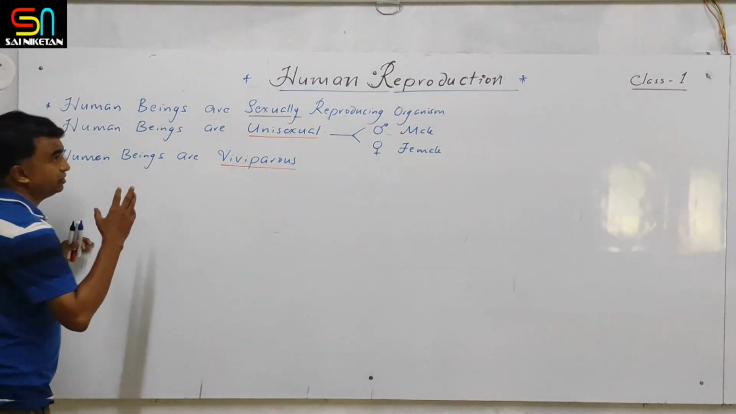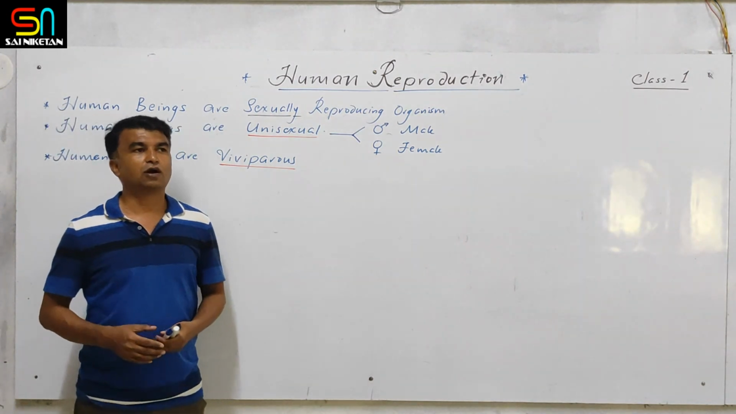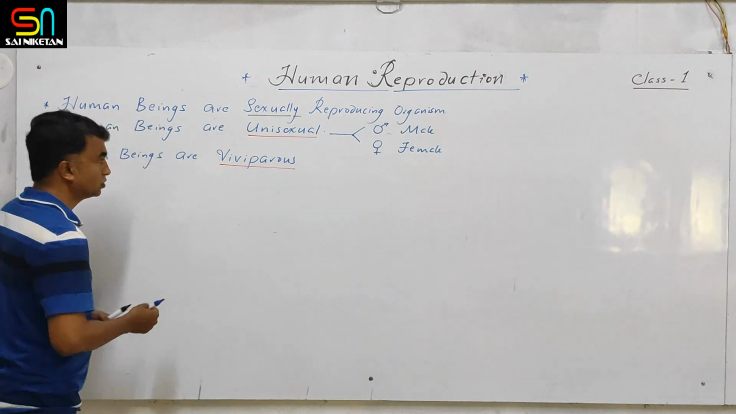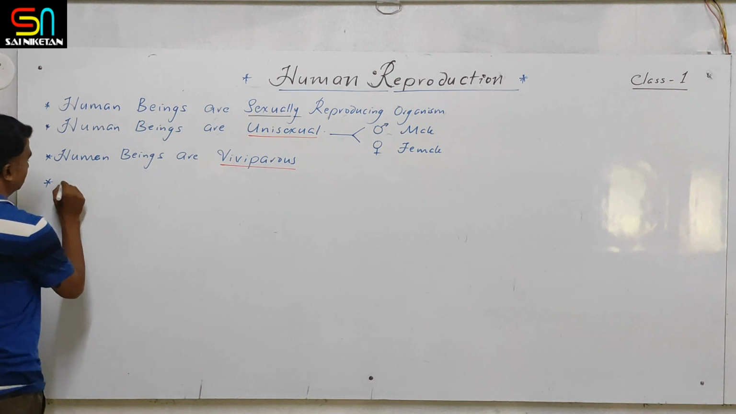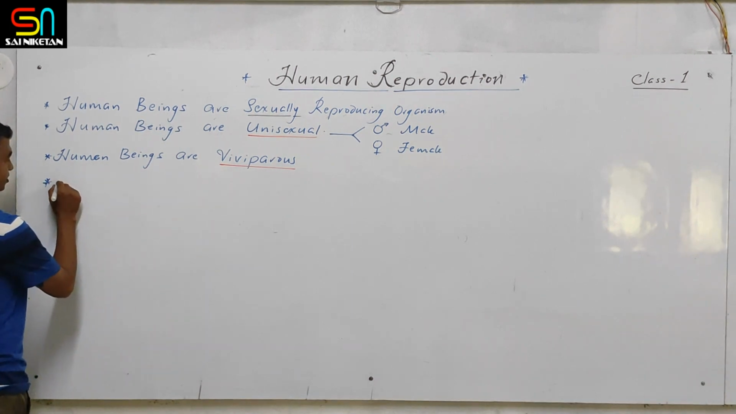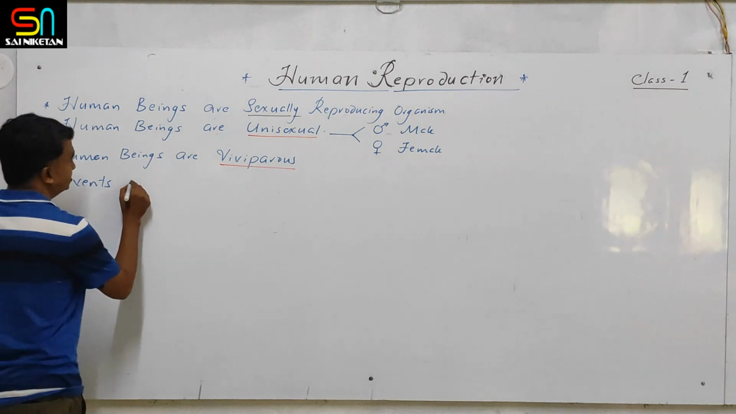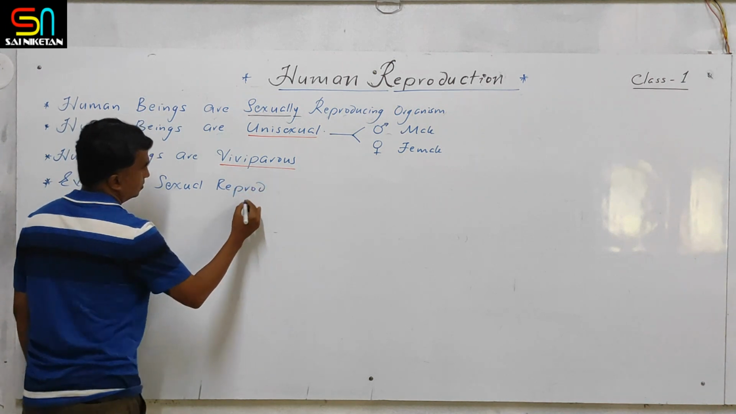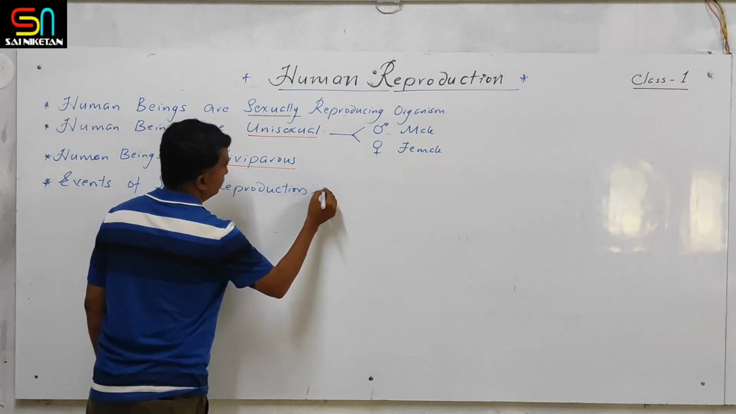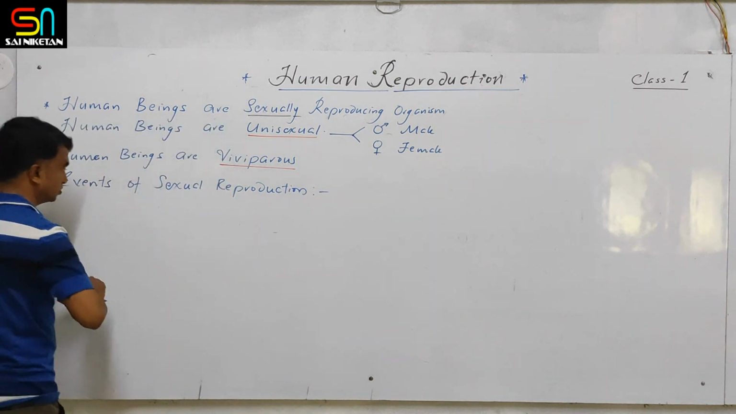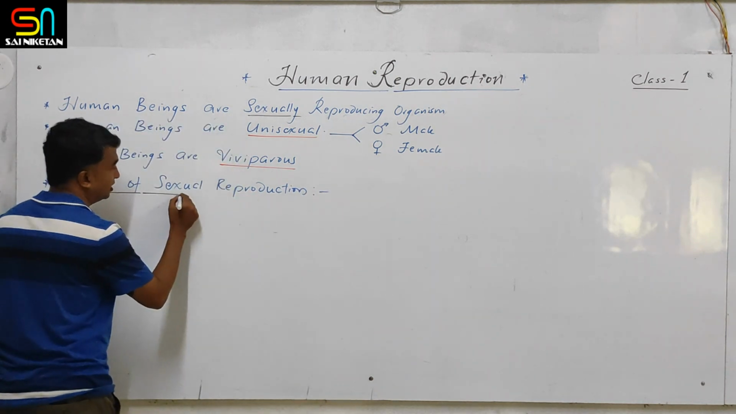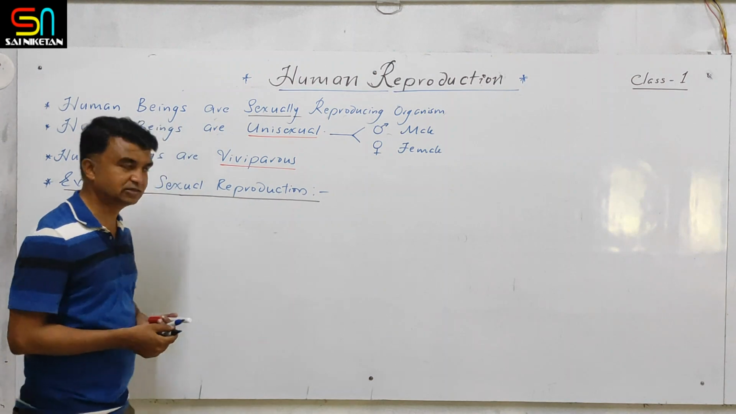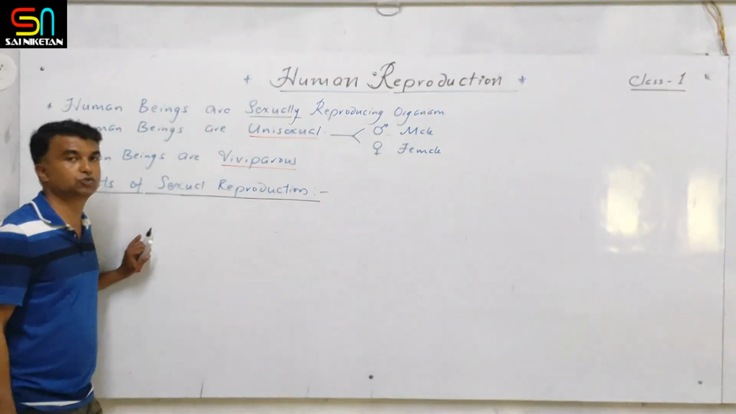Now, sexual reproduction is a very elaborate, complex process. So many events are involved in it. What are the events involved in sexual reproduction? Now we are going to cover these terminologies. So, events of sexual reproduction. This is nothing but the first paragraph given in the NCERT textbook. In that, almost 5 to 6 terminologies are there. Try to understand these terminologies. So what are the events involved in sexual reproduction?